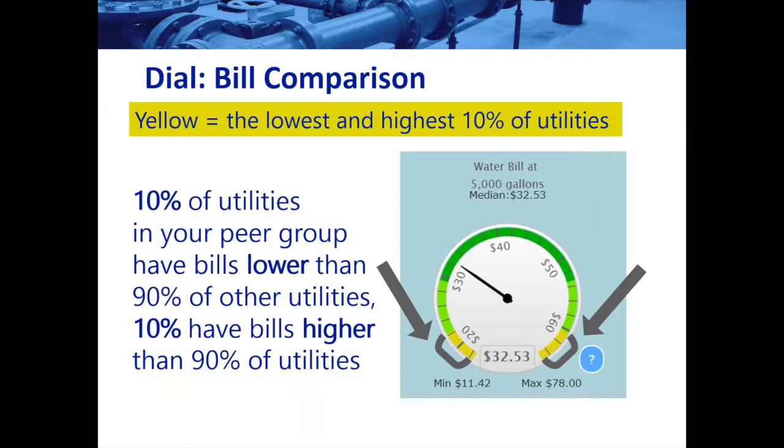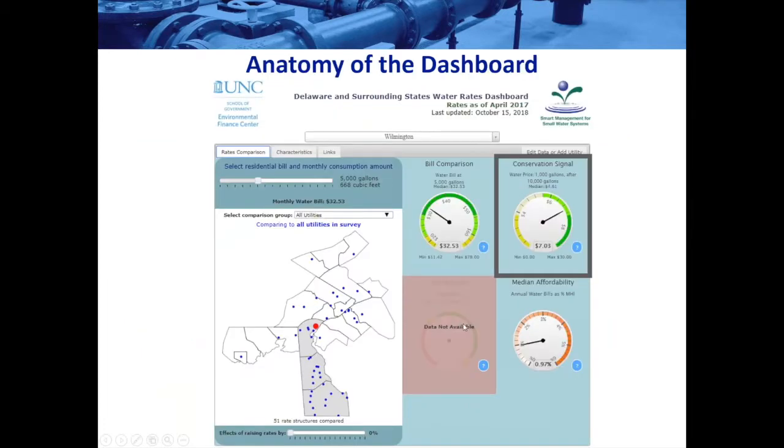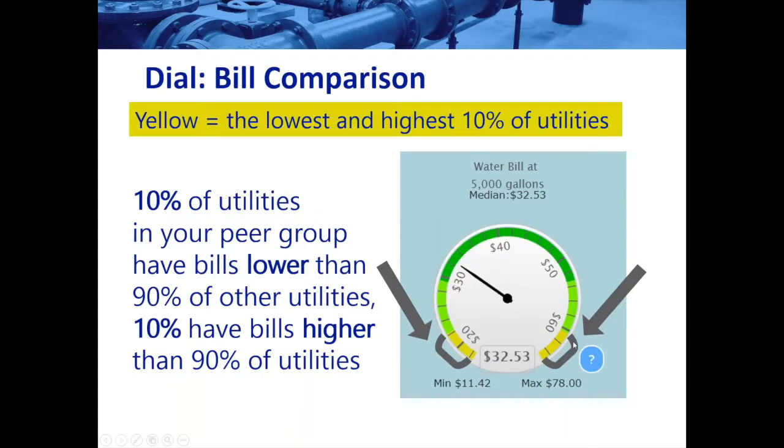The yellow bands are where you're either going to be in the lowest or highest of your peer group. So this is the bottom and top 10%. These are areas where you might be a little concerned. Maybe you're not charging enough for your services and not able to recover your operating expenses. Or maybe you're charging more than your customers can afford. So it all depends.